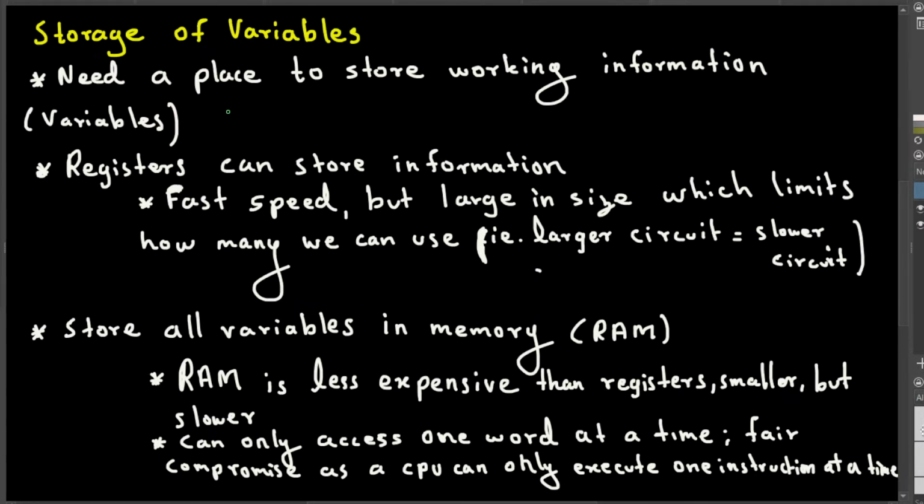Storage variables. We need a place to store working information, variables. A register can store information at fast speed, but is large in size, which limits how many we can use. A larger circuit is equal to a slower circuit. Store variables in memory, RAM. RAM is less expensive than registers, smaller but slower. It can only access one word at a time, a fair compromise, as a CPU can only execute one instruction at a time.